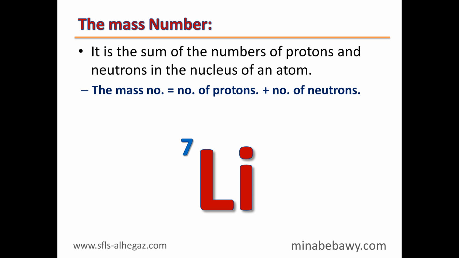Mass number equals number of protons plus number of neutrons. And the number of neutrons equals mass number minus atomic number. So lithium contains 4 neutrons and 3 protons. 3 protons plus 4 neutrons equals 7, which is equal to the mass number.